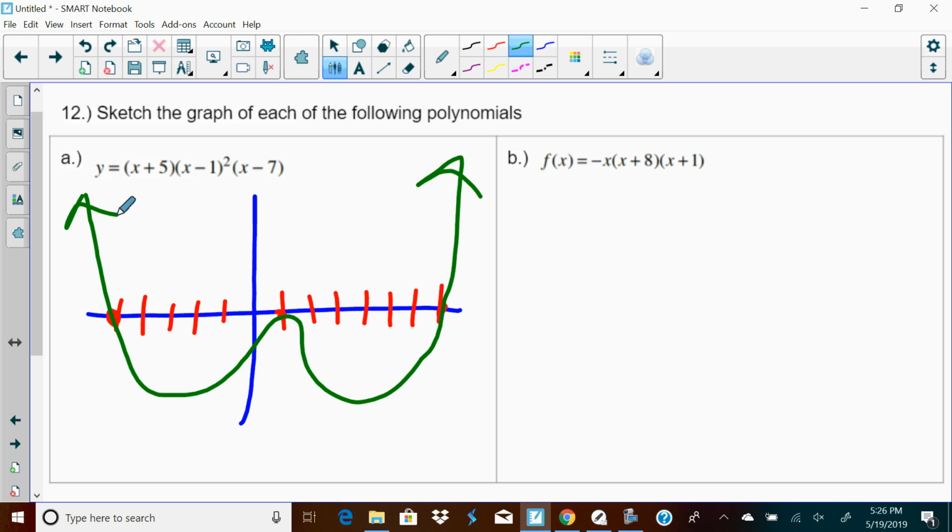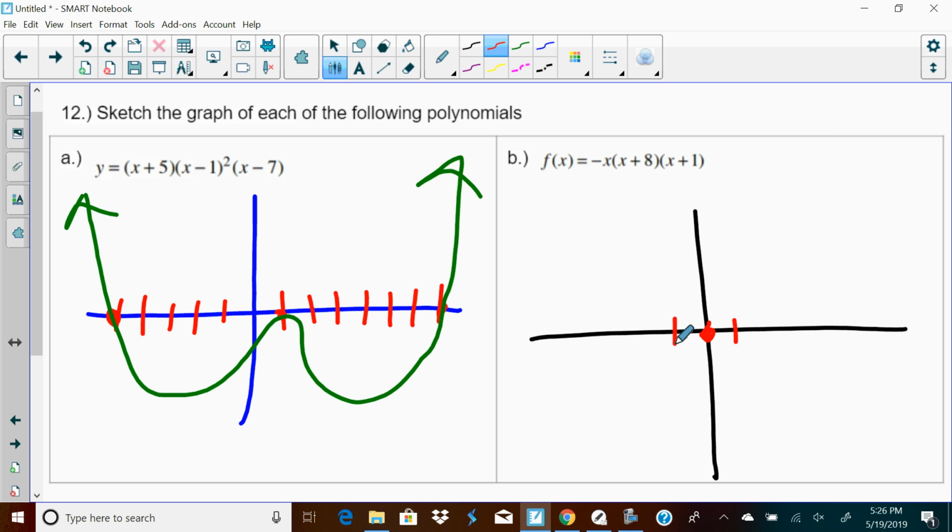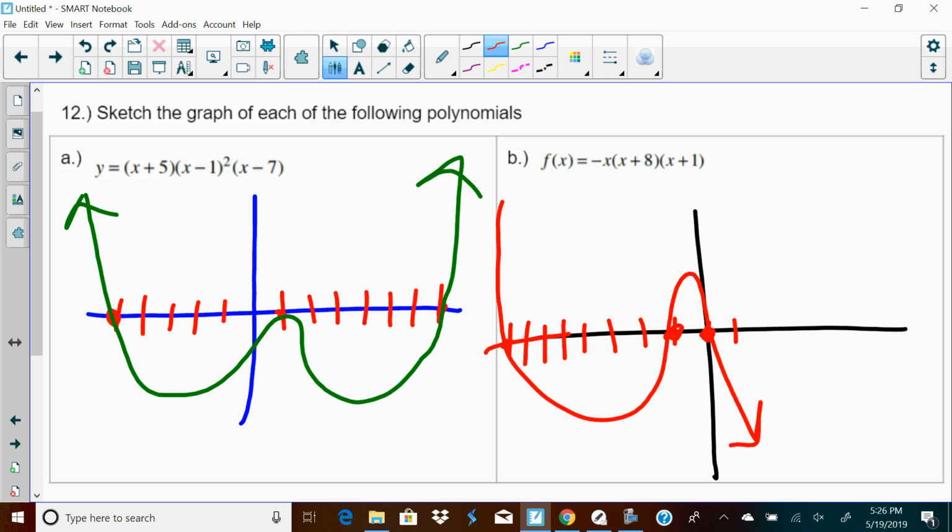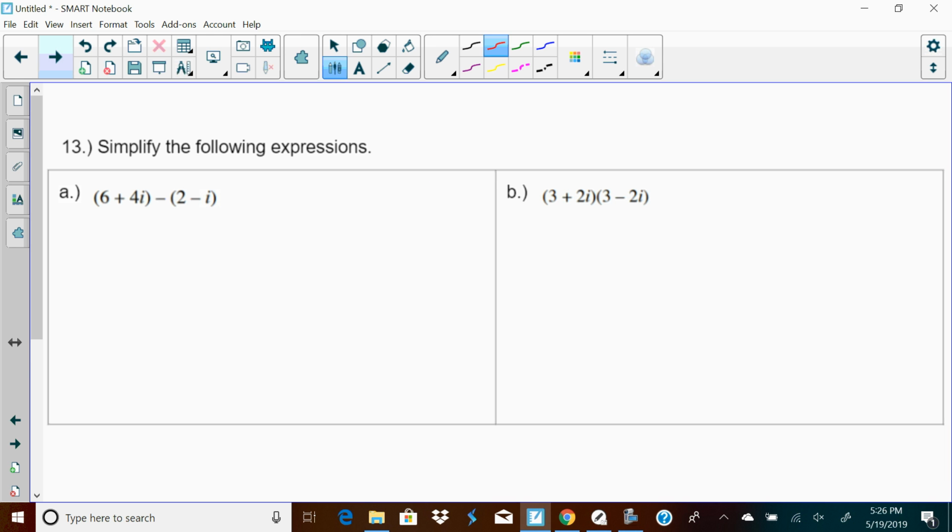B is a cube root. So it has a root at 0, one at negative 1, and one at negative 8. And normally it would go from the bottom and end at the top, but since it's negative, it's going to go down. Going through all three roots.